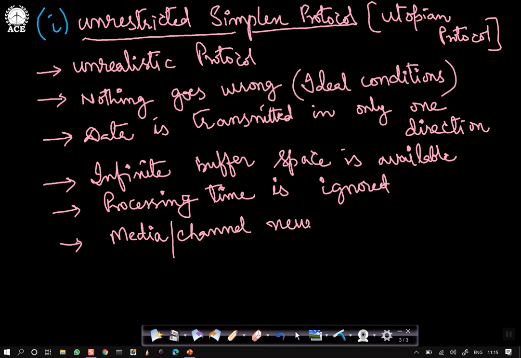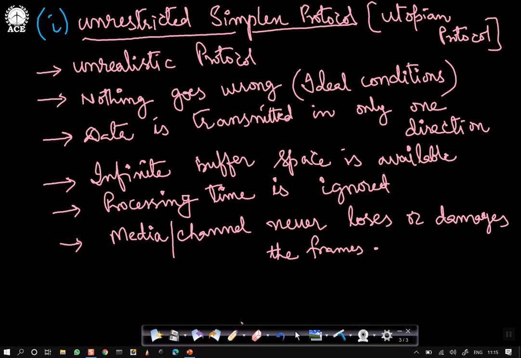never loses or damages the frames. So are you not able to observe from these facts that it is unrealistic? That's why we say unrestricted, no restriction. Whatever sender wants can send. Whatever receiver gets will receive it, process it in no time.